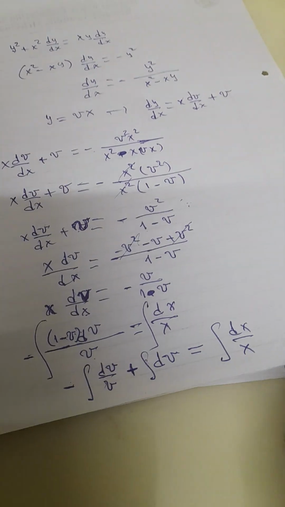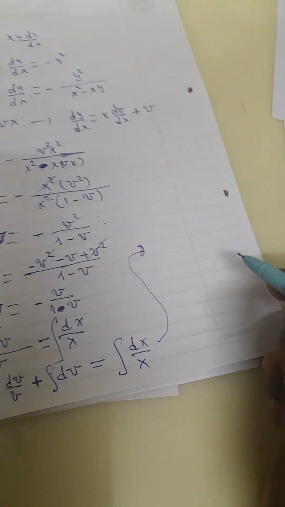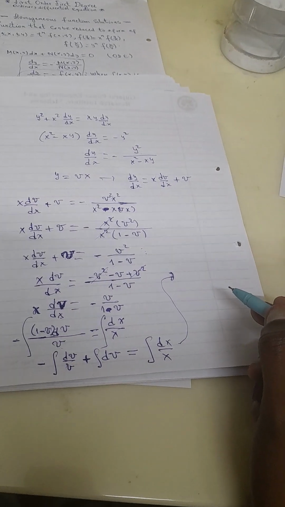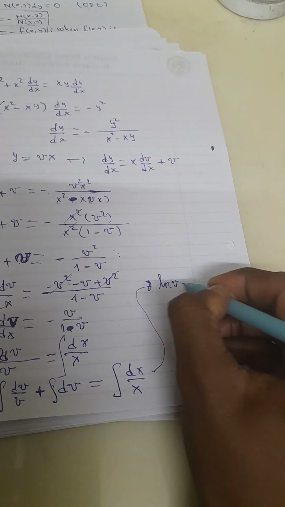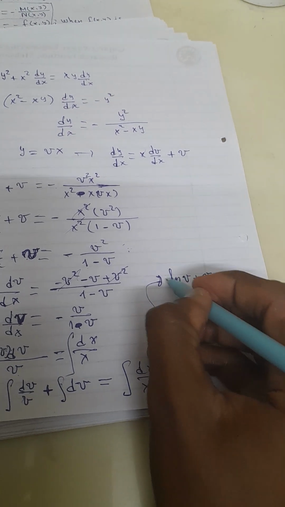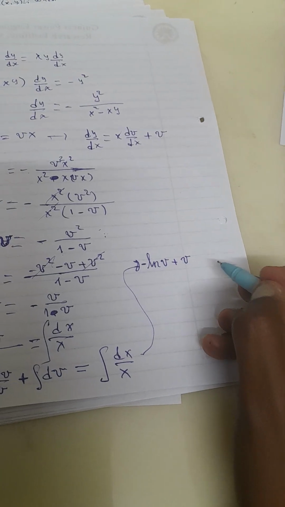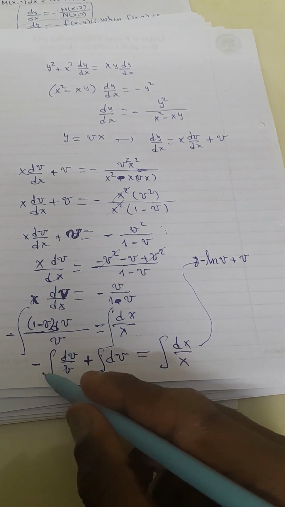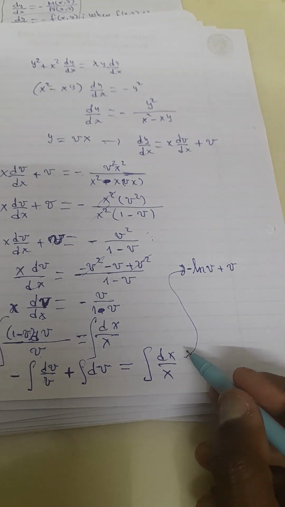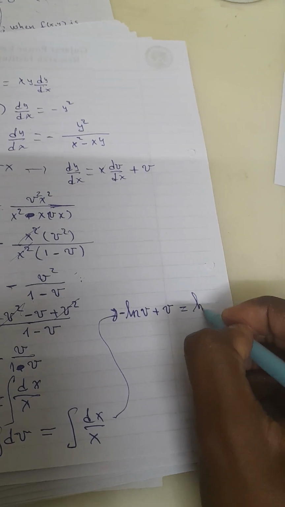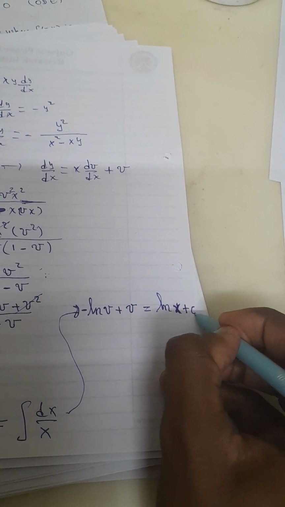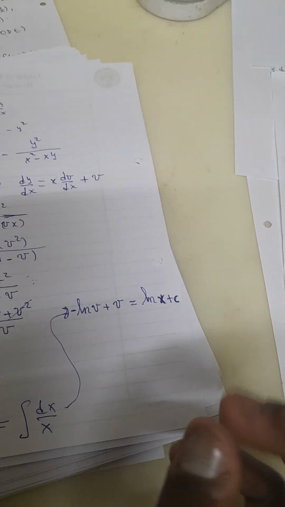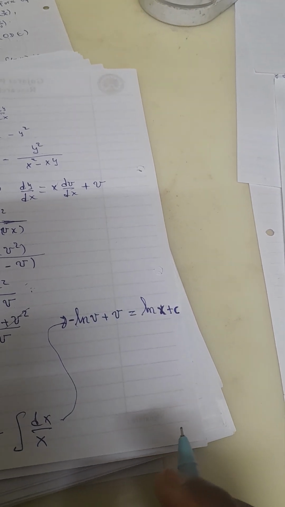Now this integration is very easy, even babies can do it. This integration will be ln of v, with negative sign, because here it's negative, plus v, equal to ln of x plus c.